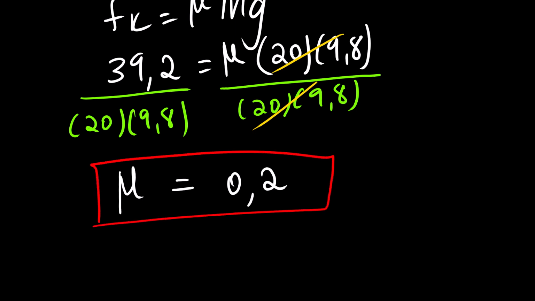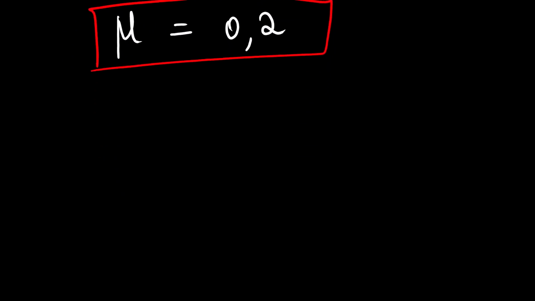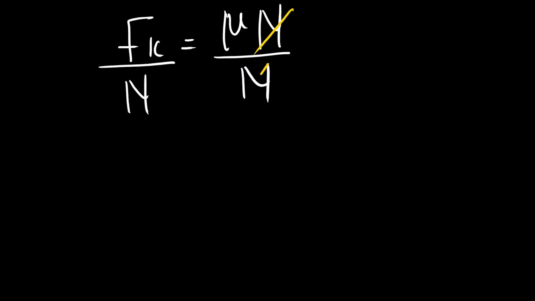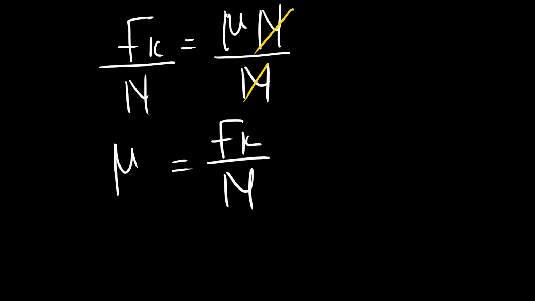Now somehow the coefficient doesn't have an SI unit. Why? We have Fk is equal to coefficient multiplied by normal force. And then when we make the coefficient the subject of the formula, 1 multiplied by coefficient is coefficient, it's equal to Fk over normal force.